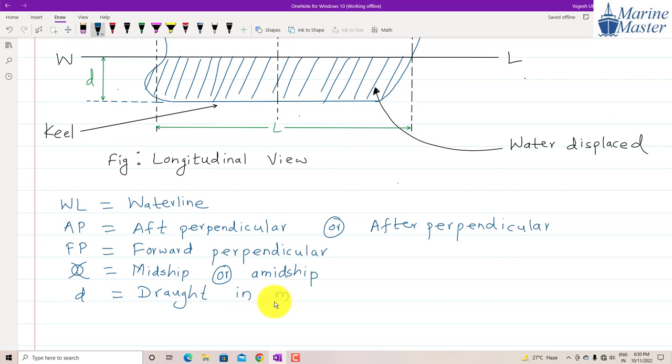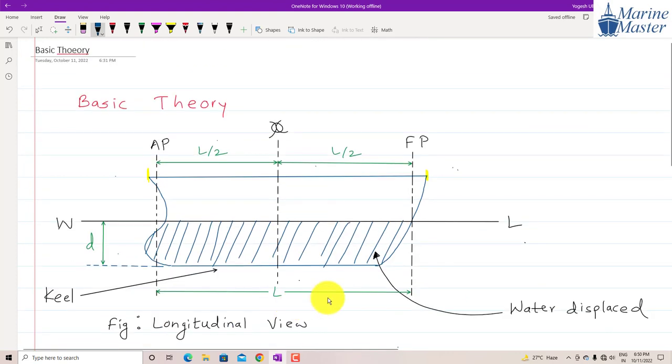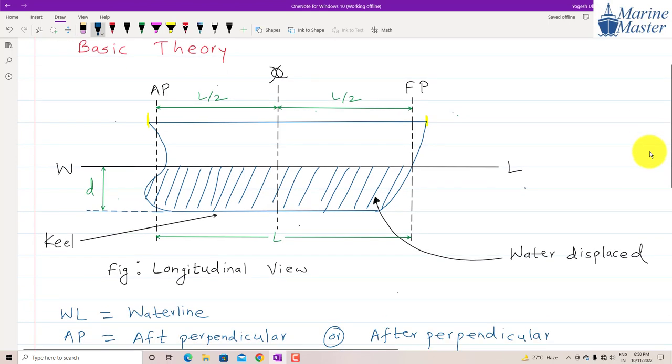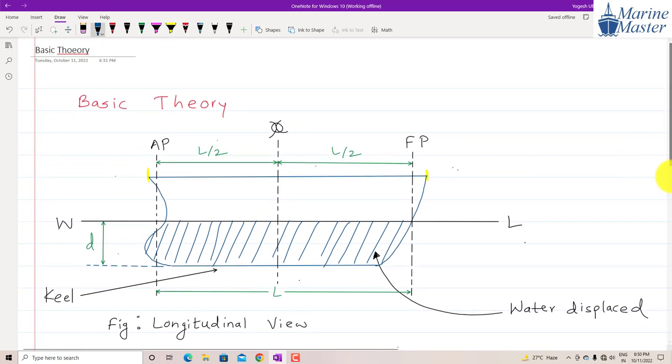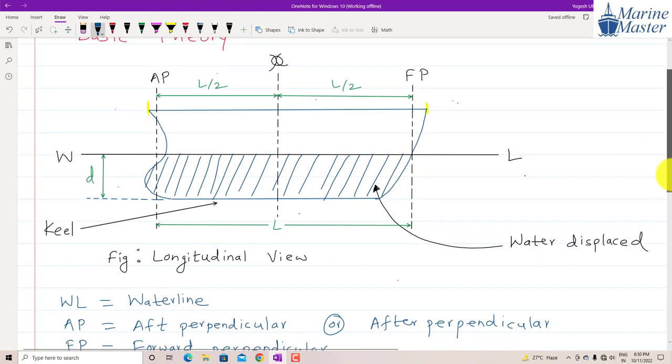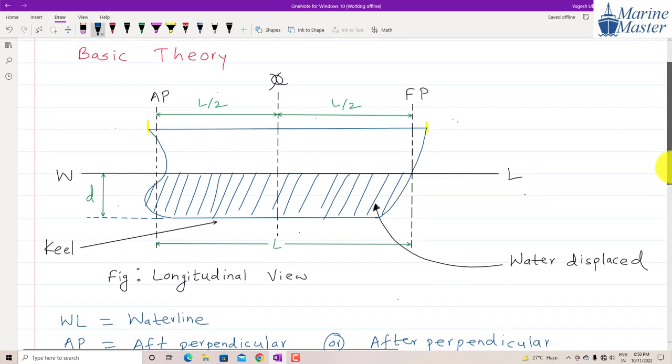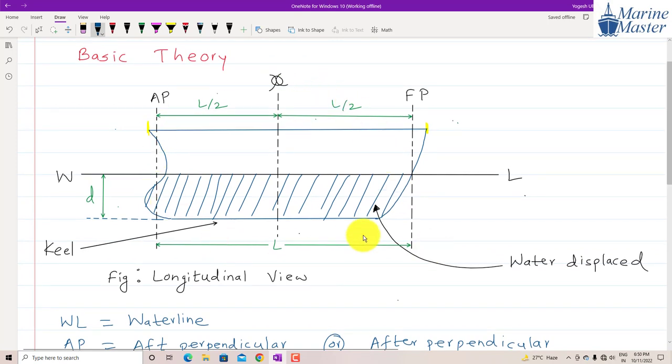So before going further, guys, everyone, what you have to do? Do this heading basic theory if you are not given. After this heading, you have to draw this longitudinal view of the ship. Everyone, before going further, try to draw this view properly. So please everyone, try to draw the longitudinal view of the ship.